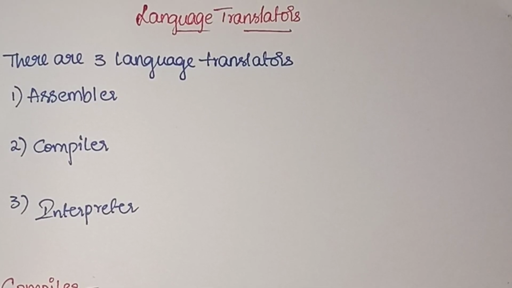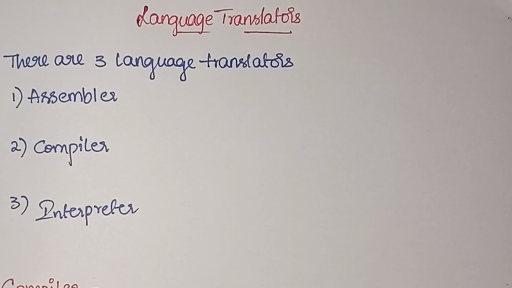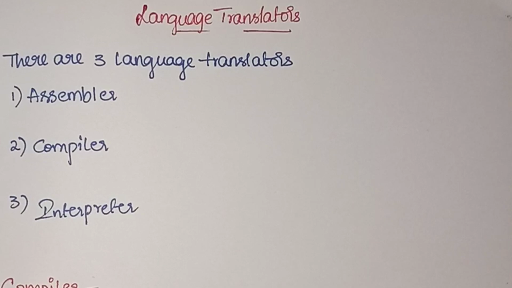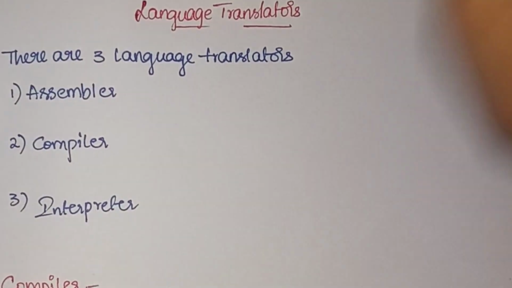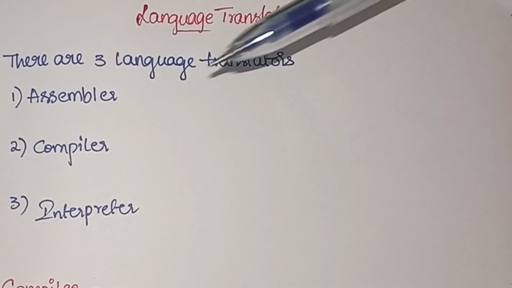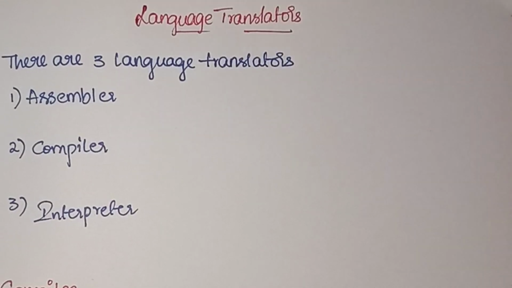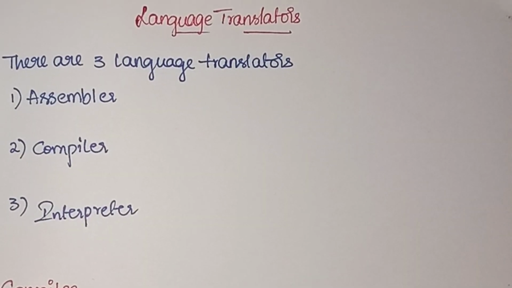In this video, we'll see about language translators. So, what are these language translators? There are three language translators. One is assembler, the second one is compiler, and the third one is interpreter.